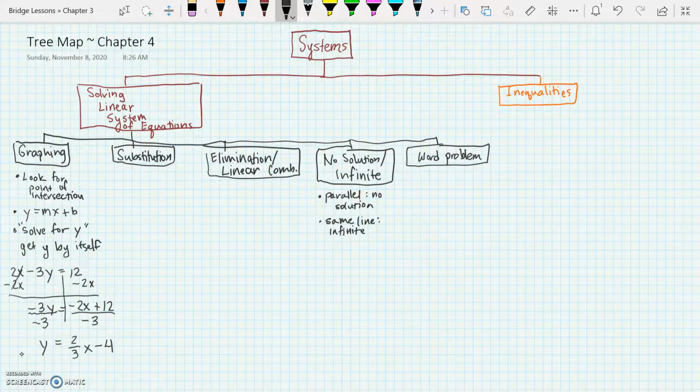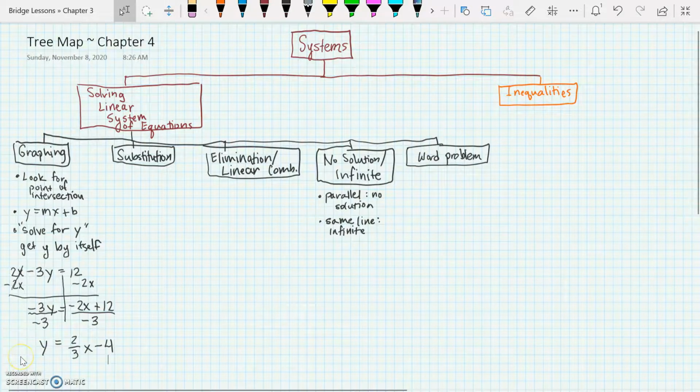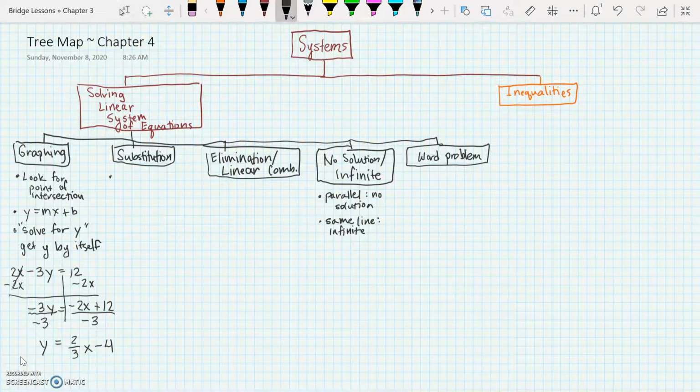All right. The next method, so you solve for y, you graph the 2 lines, you find out where they intersect. The next method is substitution. For substitution, you solve for the loneliest variable. And then you substitute into the other equation. And you solve for the other variable.